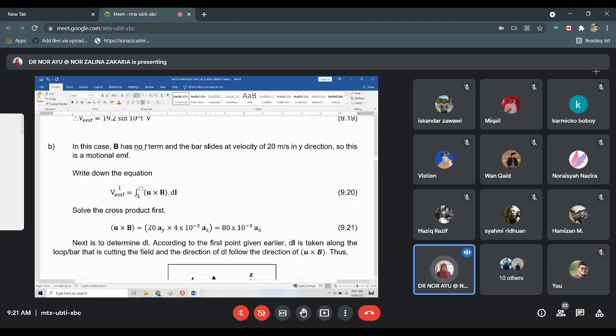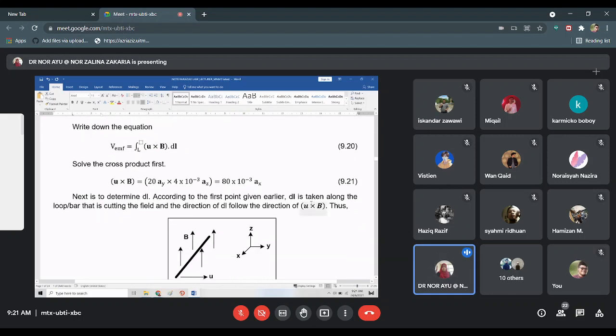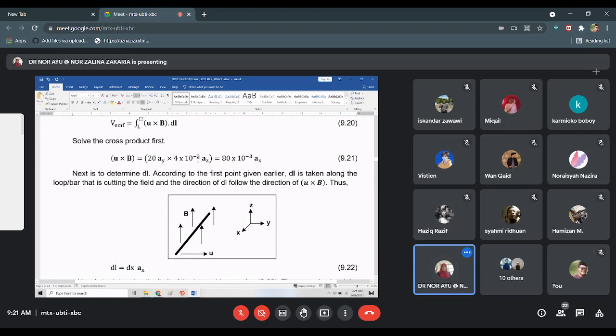Alright, so we need to use VEMF, which is U cross B dot DL. Okay, so first you need to do the cross product dulu. So you can see here your cross product is U cross B. So you have your U, which is 20 AY, and then this is your B, which is 4 times 10 power of minus 3 AZ. So AY cross dengan AZ, it will be Y cross Z. So it will be AX. Okay, so that's why you have this AX.